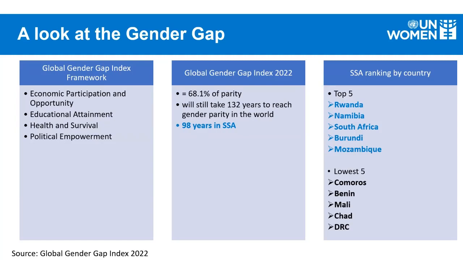The Global Gender Gap Index framework is composed of several sub-indexes. You have economic participation and opportunity. Here we're talking about women accessing opportunities to develop their market, opportunities to have jobs. There's also education attainment. We talk about women's access to education, high school level, university level, all necessary capacity building.